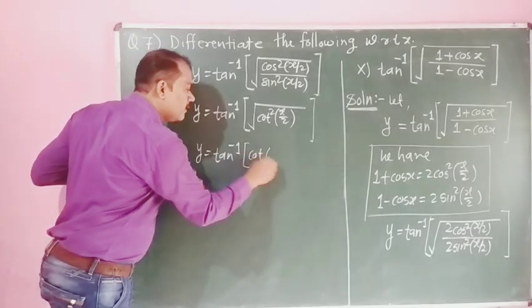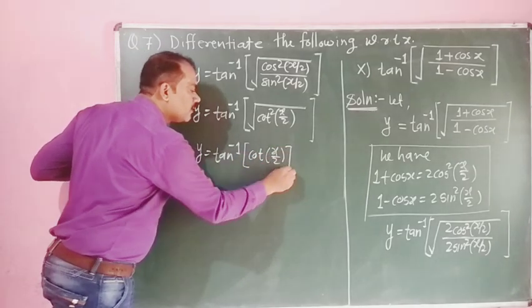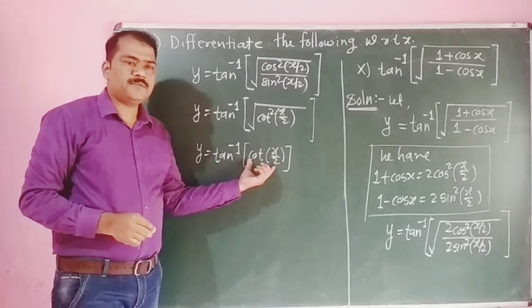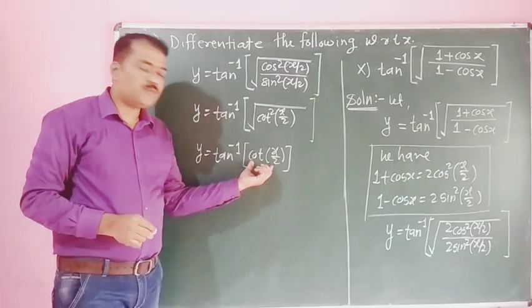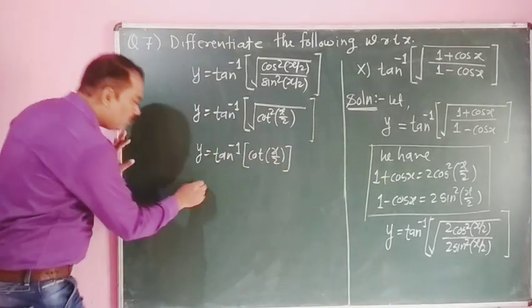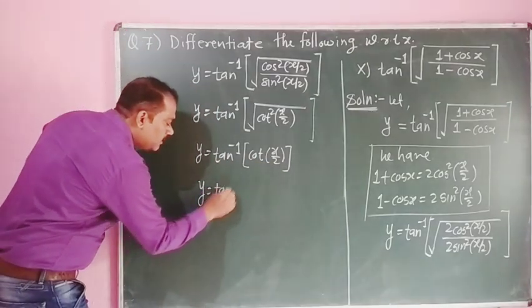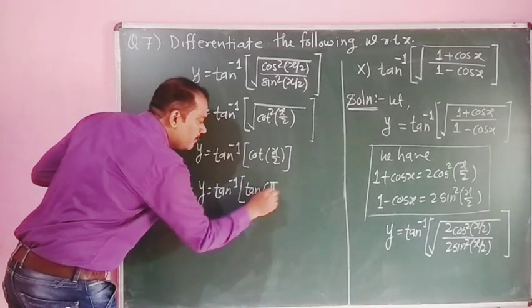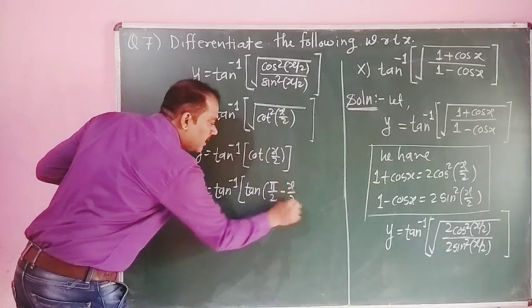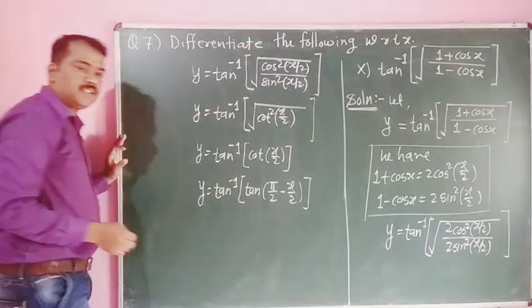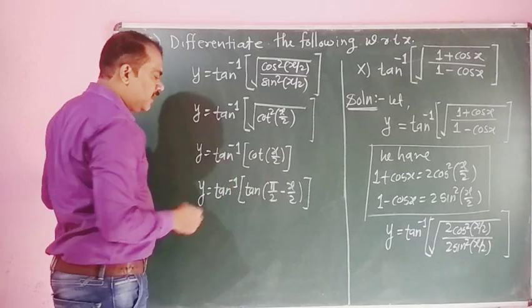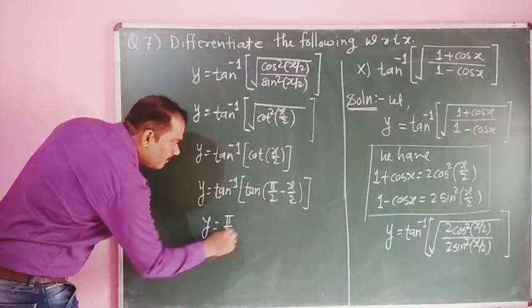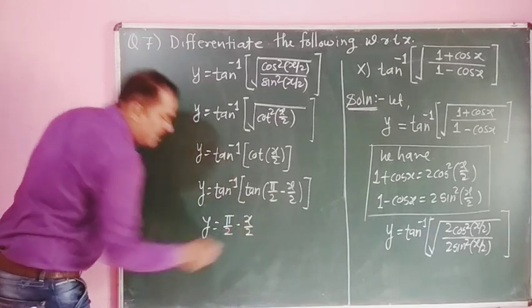Here tan inverse is there, so inside we require tan, so we have to convert this cot into tan. So y is equal to tan inverse of tan of (pi by 2 minus x by 2), since tan of (90 minus theta) is cot theta, where theta is x by 2. Tan inverse and tan cancel, so y is equal to pi by 2 minus x by 2.